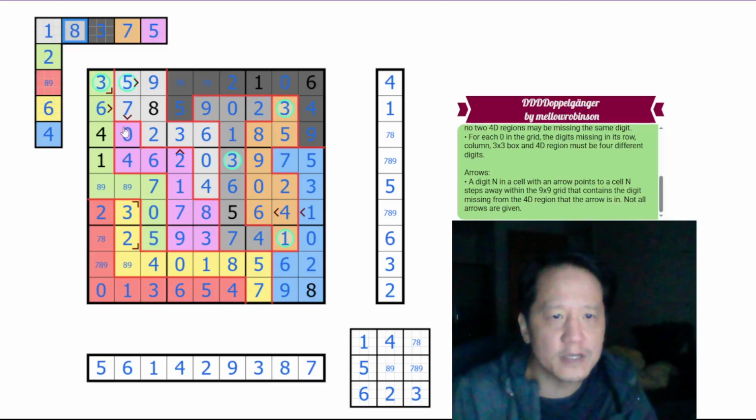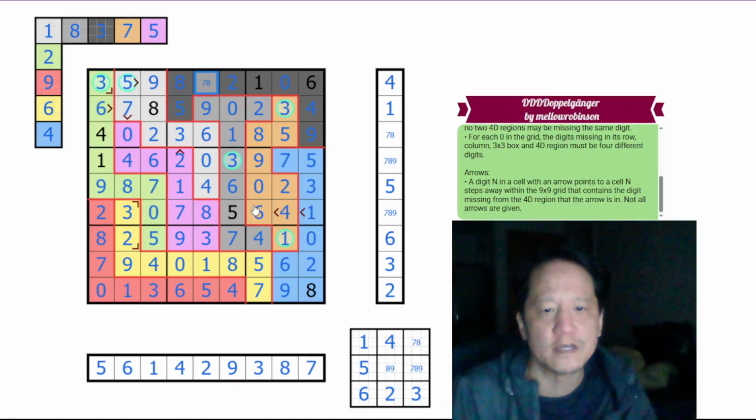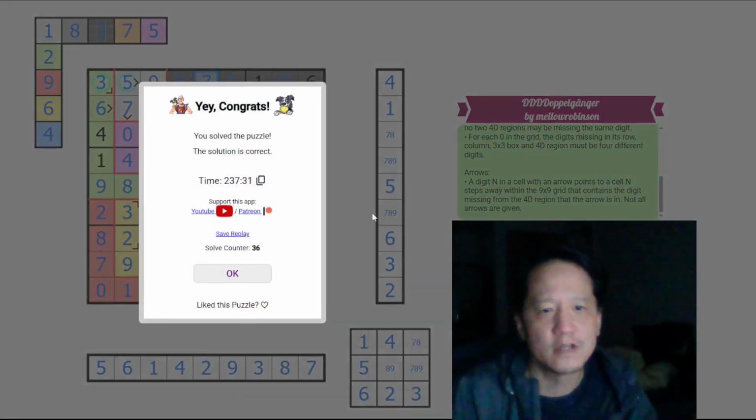Medium gray is missing 8. Red is missing 9. So this cannot be 9. This is 8, which makes this 9, which makes this not 8 or 9. It's 7, which makes this 8, which makes that 9 and 8. And we have 7 eliminating 7 here, so it's 8 and 7.